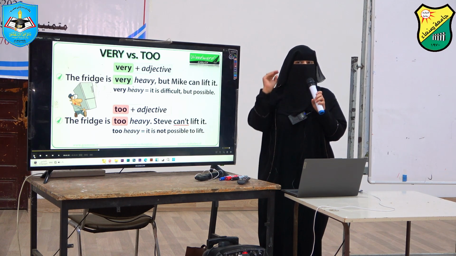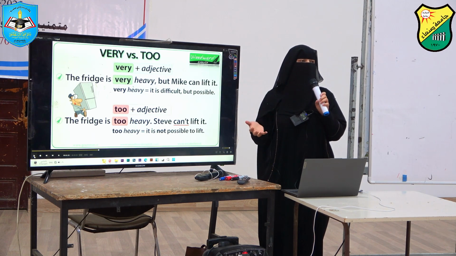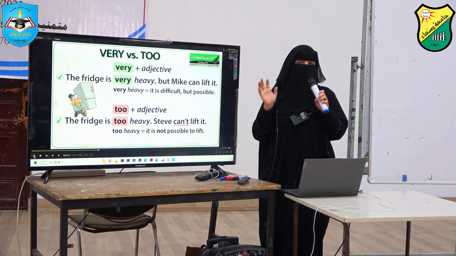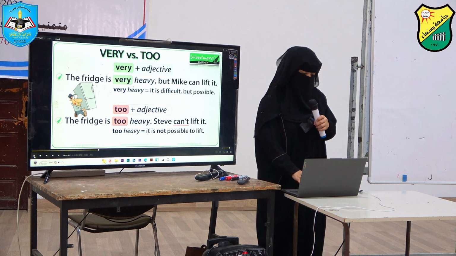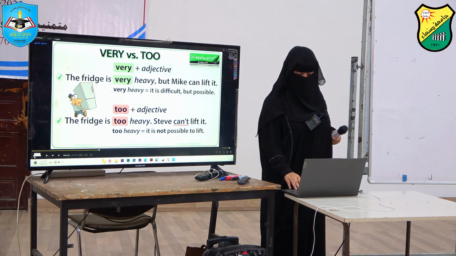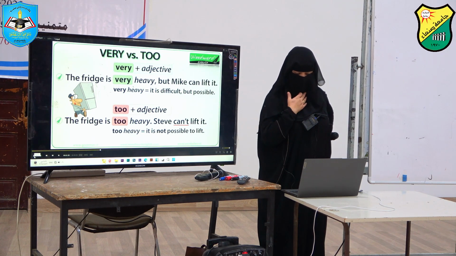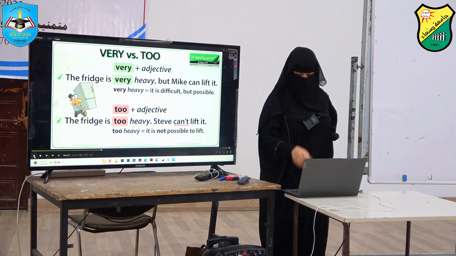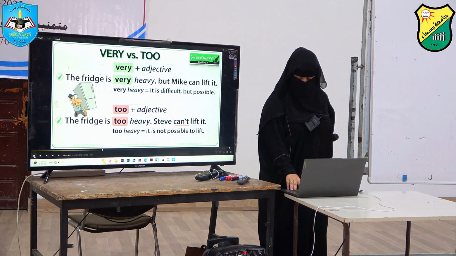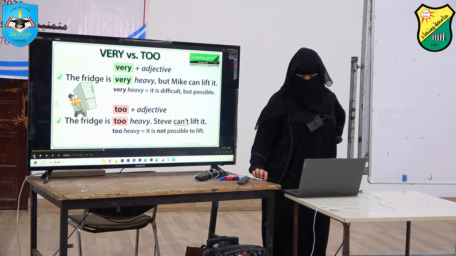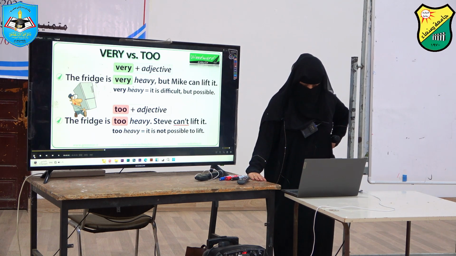It is a high degree of something. It is large, very large. But when I say very, it means it is large, but I can carry it. It's okay, no problem. It is impossible because it is too heavy for him. You can see that in this sentence, too has a negative meaning again.